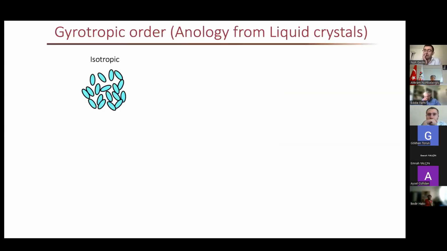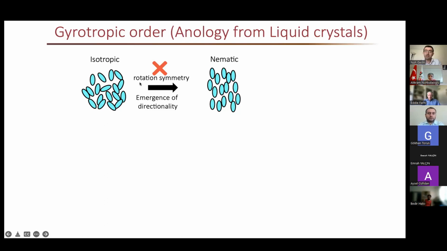Before I can explain this work, I would like to use an analogy from liquid crystals to motivate why it is interesting to look for a chiral phase of electrons. If you think about liquid crystals, you can have an isotropic phase where everything is randomly oriented. Then if these things break rotation symmetry, you can also have nematic liquid crystals.